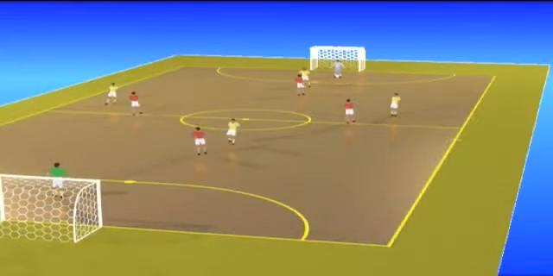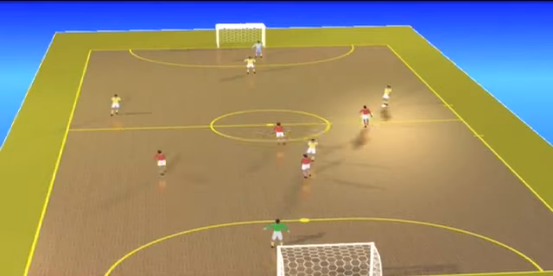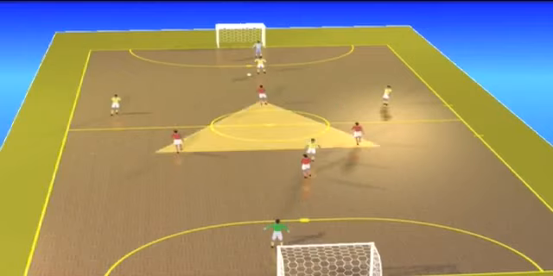Zone coverage 3-1. This is a coverage used for when the opponent is playing in a 3-1 offensive system. In this coverage, the fixed defender is in individual coverage of the pivot. The left wing covers the right wing. The right wing covers the left wing, and the pivot the fixed defender. The defenders make a diagonal, or triangular coverage.